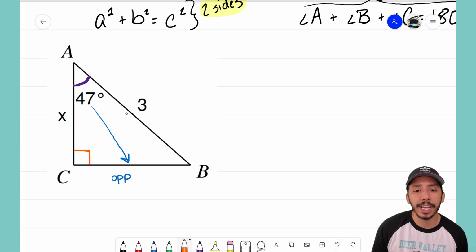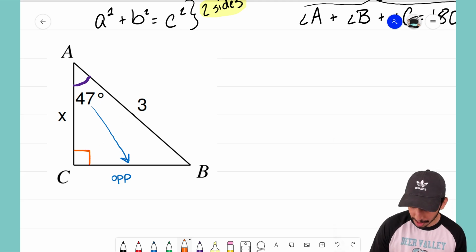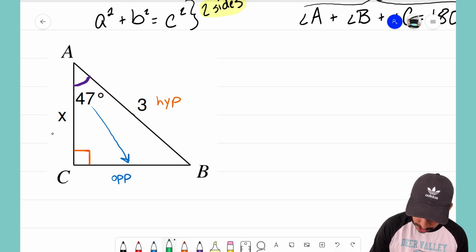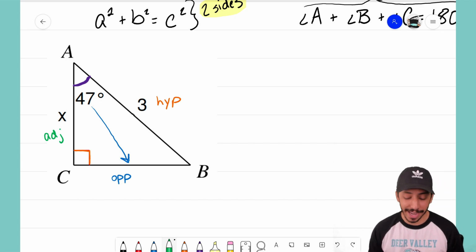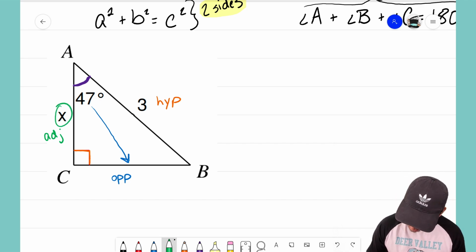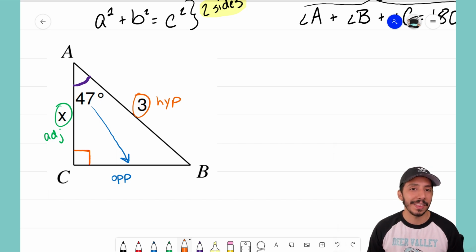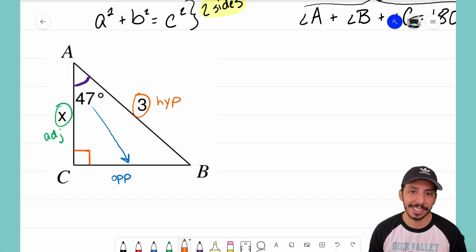Remember, the 90-degree angle points to your hypotenuse. So I know that 3 is the hypotenuse, which leaves x as the adjacent side. So I have adjacent, I have hypotenuse. The only trig ratio that uses those two is cosine. So now I'm going to go ahead and set up a cosine ratio to allow us to solve for x.